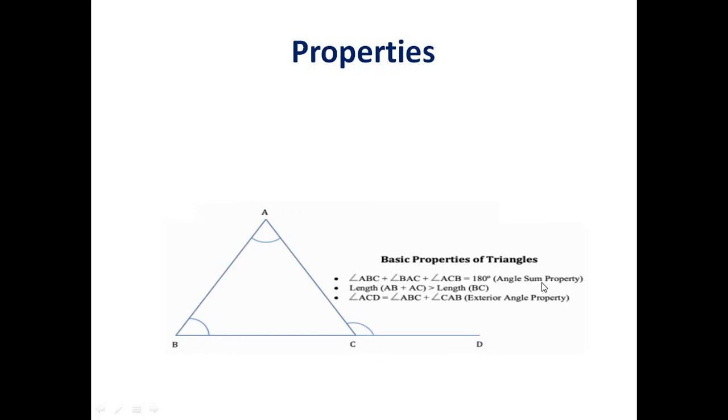That means the sum of three angles in a triangle is 180 degrees. That is the first property. The sum of all internal angles is equal to 180 degrees. This we will call the angle sum property. Second one, length. AB is one length and AC is another length. If you add AB and AC, that is definitely going to be greater than the length BC. That is what the second property talks about.